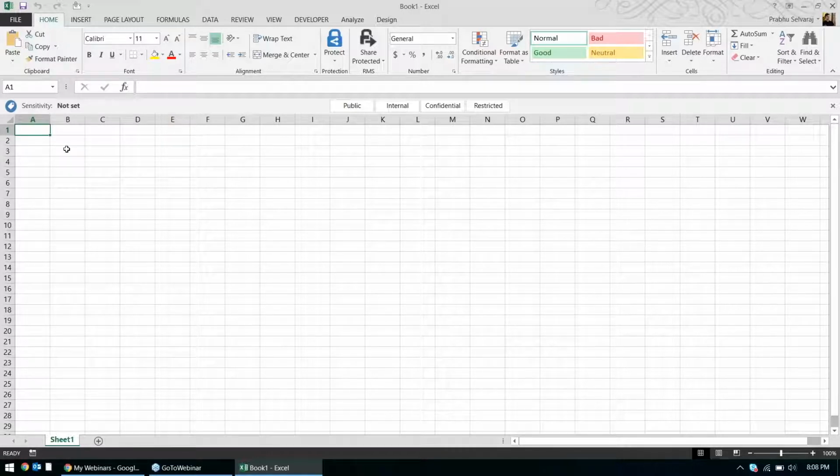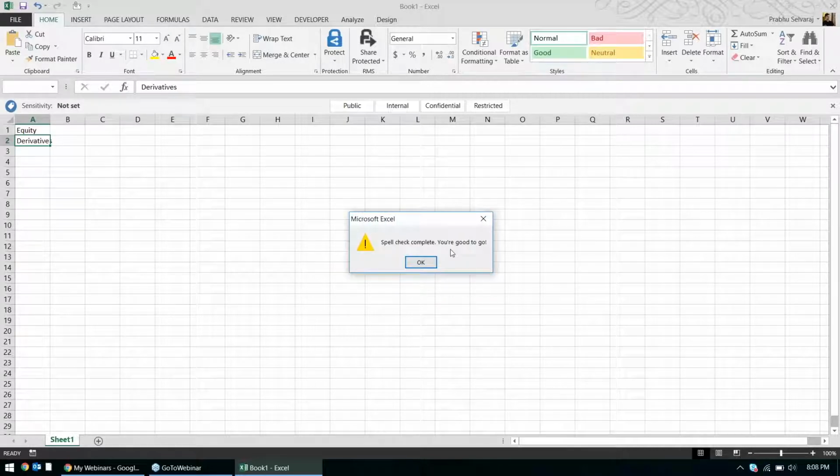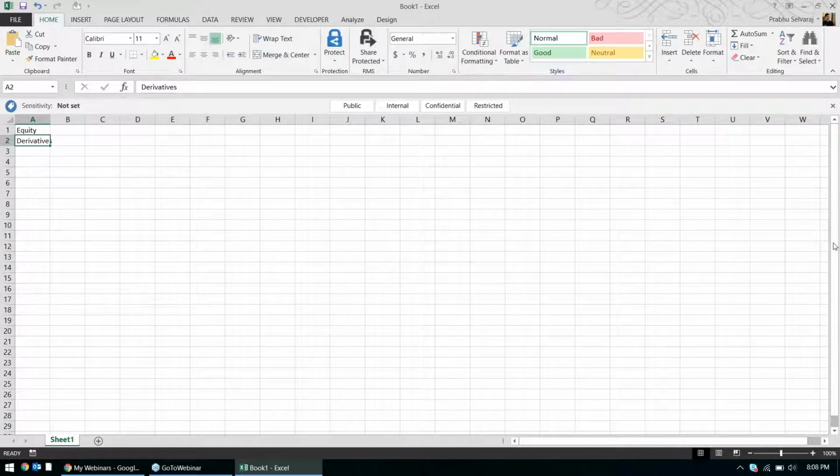Because this is not such an important topic, I will not spend much time on it. I'll go as fast as possible. It is very basic, only for the people who do not know. In the Indian market, we trade in equity and derivatives. Two kinds of trading happen in the Indian market, which we call equities as well as derivatives.